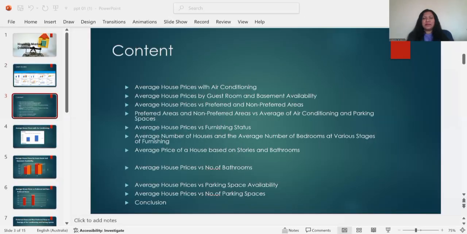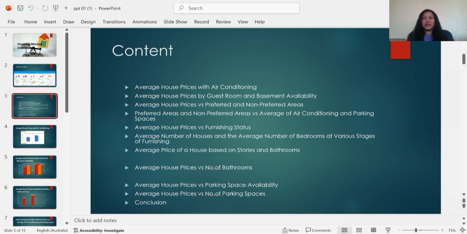These are the charts I'm going to explain to you one by one. First one, average house prices with air conditioning. Second one, average house prices by guest room and basement availability. Third one, average house prices with preferred and non-preferred areas. Fourth one, preferred areas and non-preferred areas with average air conditioning and parking spaces.